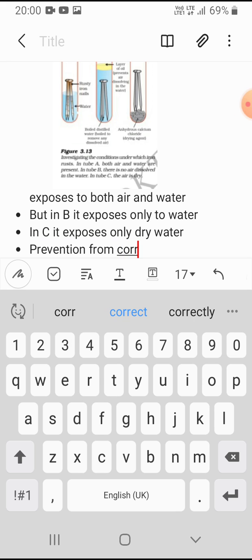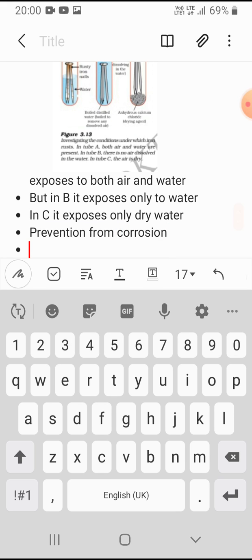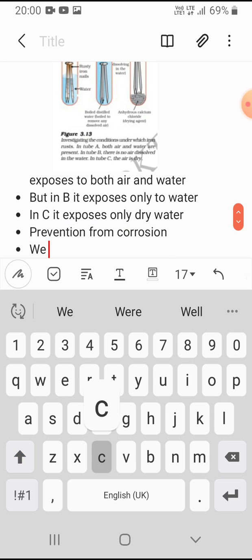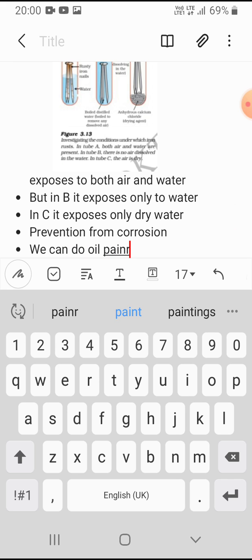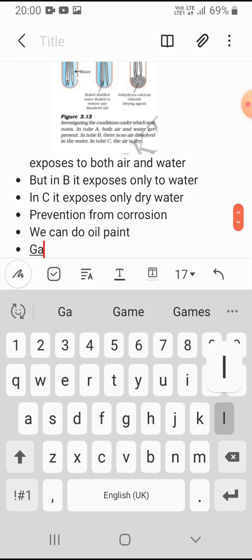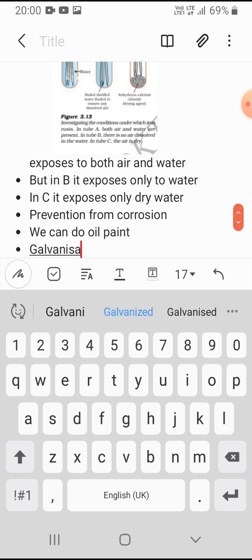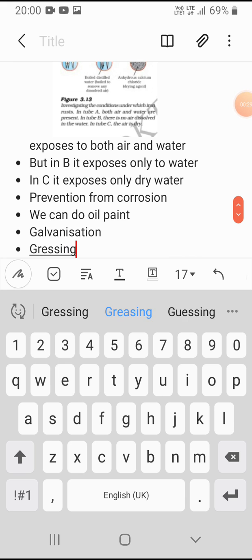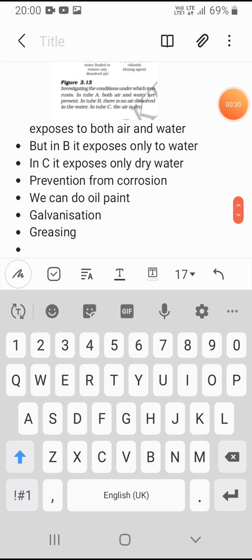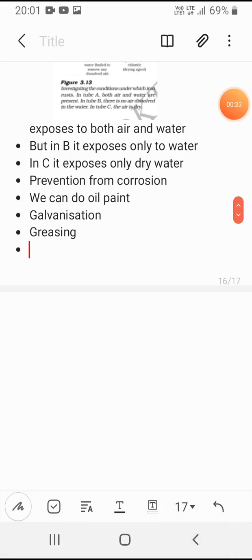Prevention from corrosion: to prevent it we can use oil paint, galvanization, greasing, and many more things to prevent it from getting corroded. These are the topics of your chapter.